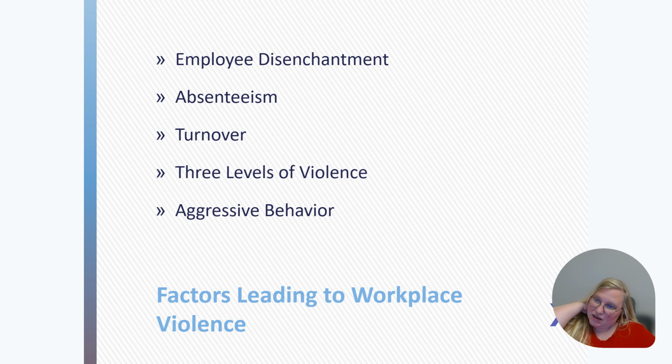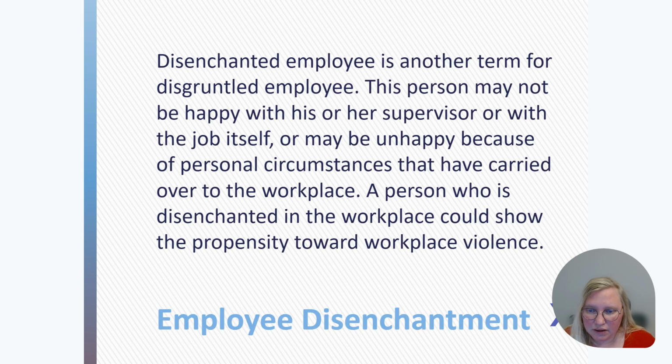The first one would be employee disenchantment, and we'll talk about that more in a minute. Chronic absenteeism can be a sign that there might be an issue going on either at work or at home. Lots of turnover. There are three levels of violence that we notice, and then aggressive behavior.